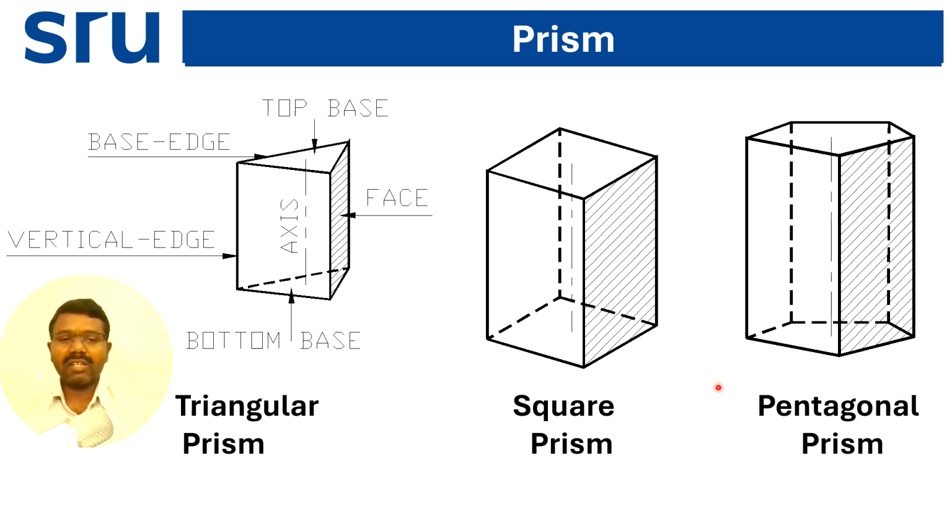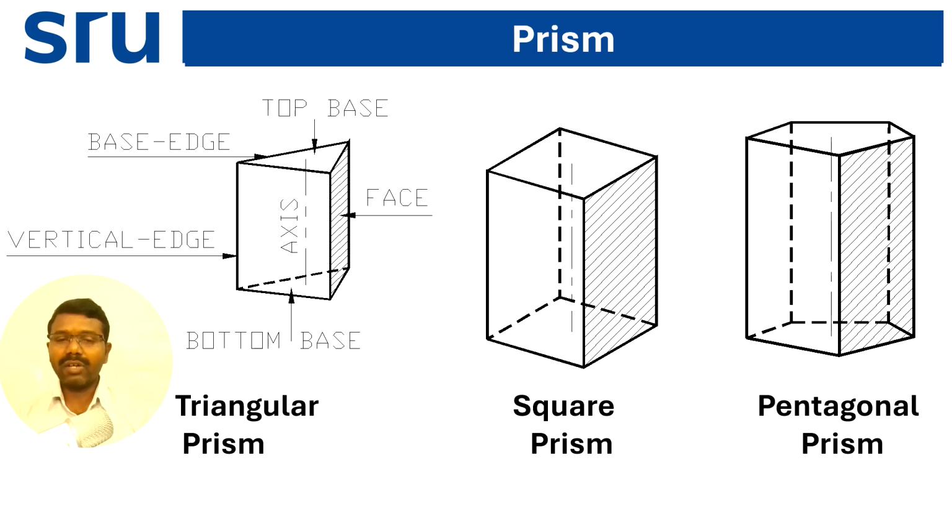So the prism consists of two bases, the bottom base and top base. The bottom base consists of base edges; these are called base edges. So a triangular prism consists of a total of 6 base edges and 3 vertical faces. If it is a square prism, it will have a total of 8 base edges, 4 vertical faces, and 2 bases, top base and bottom base. Likewise, we need to imagine the solid so that we are able to remember the solids.